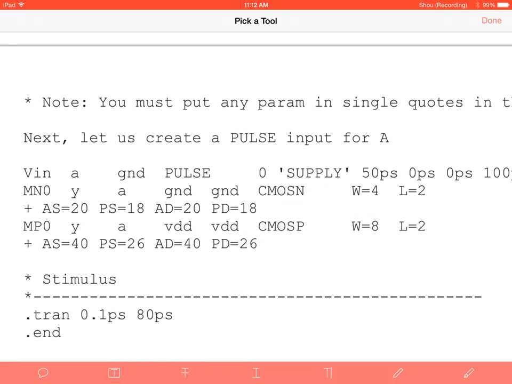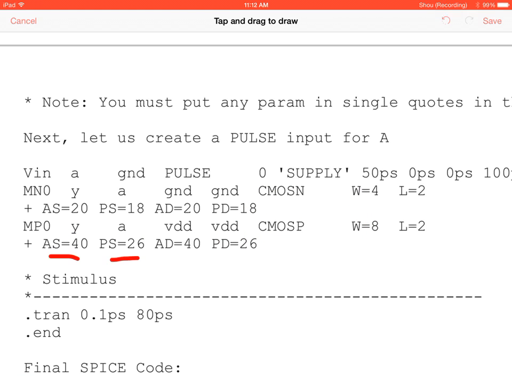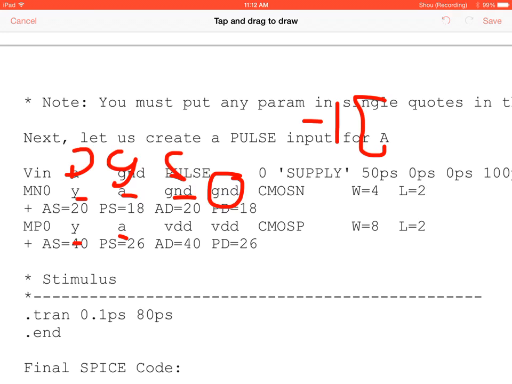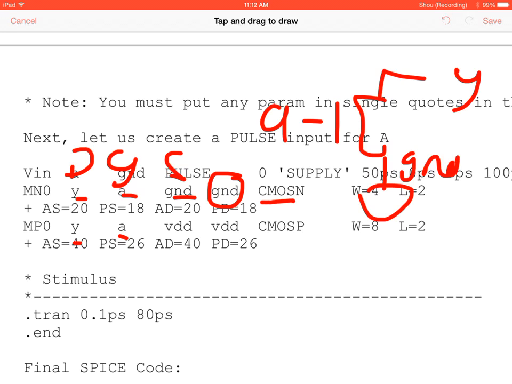And then we have this area source, perimeter source, area drain, perimeter drain values that we discussed last lecture. For NMOS, we're going to tie the body to ground. So we have our drain, same thing as our output, inputs. Source is ground because the NMOS is tied to ground, right? And then output is Y, and this is A. CMOS N, and then we've calculated our values there.